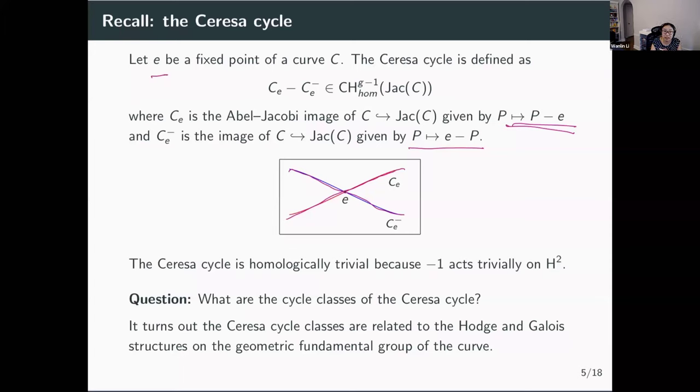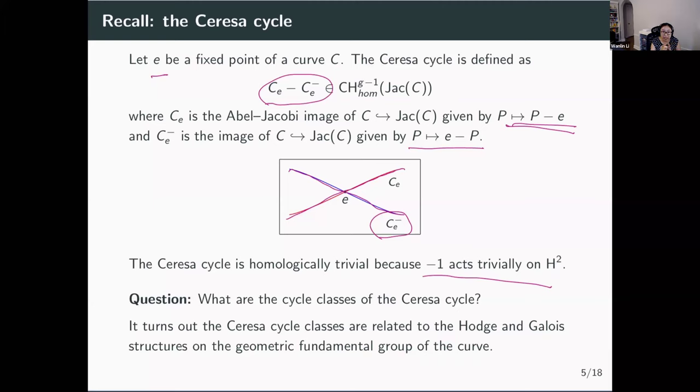Another way to think about it is that C_E inverse, C_E minus, is given by my abelian variety, my Jacobian is an abelian variety, which means it has an involution minus one. I can also think of it as the image of C_E under the minus one involution. So if I take this difference, the reason we take this difference is that minus one acts trivially on H2. And recall in the cycle class map case, if I have one cycle, it gives you an H2 class in the singular homology. Intuitively, if you think about the complex analytic topology, your curve is a Riemann surface, so it's a two-dimensional subtopological space, which gives a class in H2. And because minus one acts trivially on H2, we know that the difference C_E minus C_E inverse is homologically trivial. And this is the so-called Ceresa cycle.